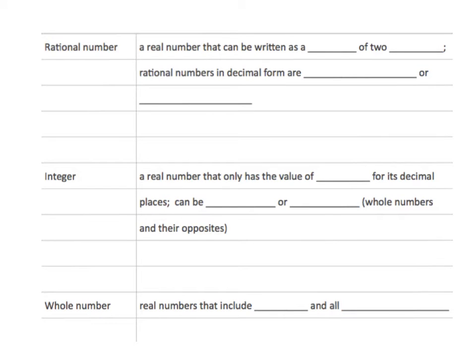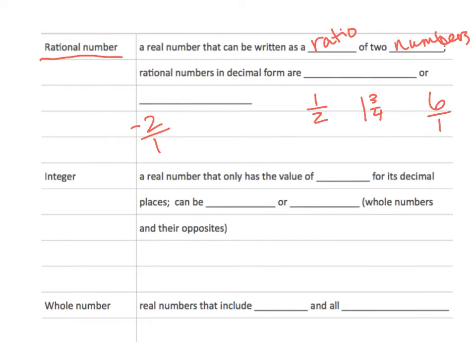So we're going to talk about different kinds of numbers, and the biggest set of numbers we have is rational numbers. It's any real number that can be written as a ratio of two numbers. So anything that can be written as a fraction, like 1/2, 1 3/4. We can change that into an improper fraction. 6 can be written as a fraction. All we have to do is put it over 1. -2 can be written as a fraction, and we just have to put it over 1.